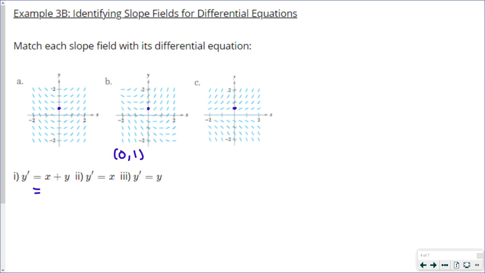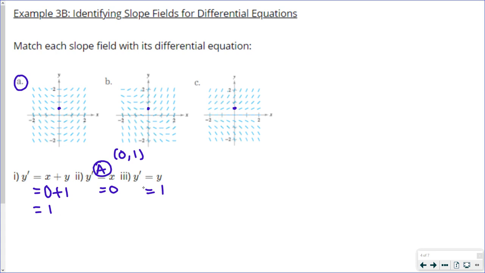So for the first one, if I plug in my numbers here, I would have 0 plus 1, which equals a slope of 1. Here, if I plug in 0, 1, this would give me just 0. If I plug in my x and my y to this equation, I just plug in the y, which is positive 1. So looking at the point 0, 1, I see that this one has a 0 slope, which would be letter A.